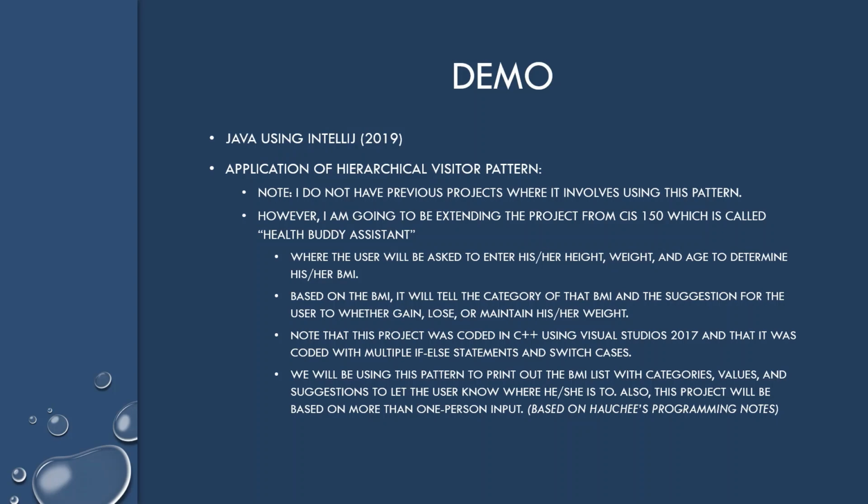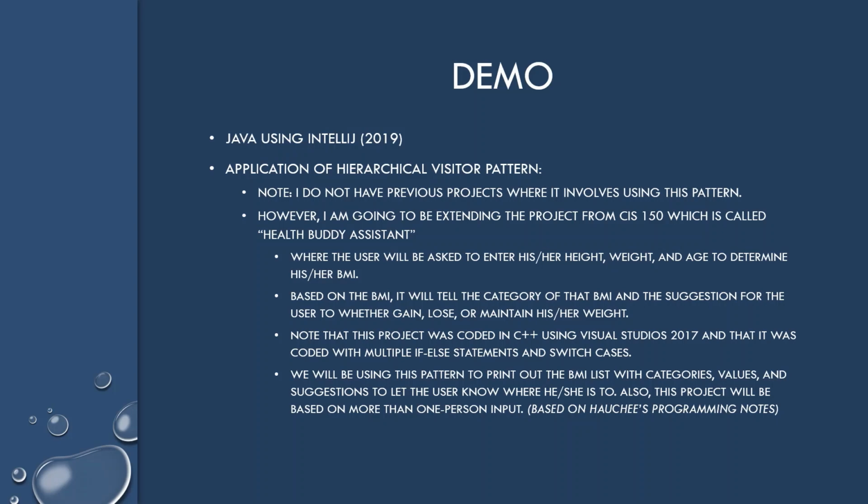So in order to apply the hierarchical visitor pattern, there's going to be a little twist. One of the twists is to ask the user, at the end of the program, meaning once he or she receives the BMI and the suggestion, whether he wants a report of the entire BMI chart or not. If the user enters yes, then it will use the hierarchical visitor pattern to go over each BMI along with the suggestion and print out the report for the user to keep.